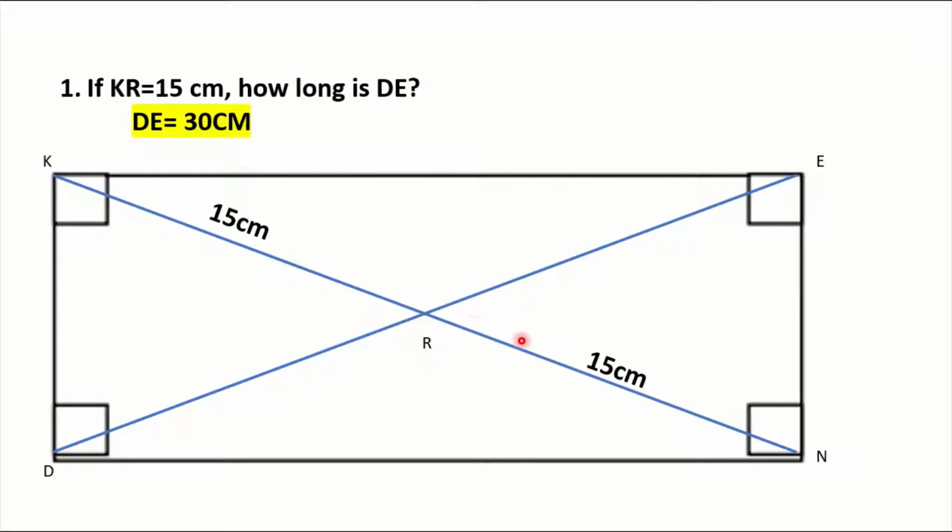So 15 plus 15 is 30. So what will be the measure of DR? That is also 15. And what will be the measure of ER? That is also 15. Why? Because they are congruent. So therefore, DE is 30 centimeters. So this is the answer. How long is DE? DE is equal to 30 centimeters.